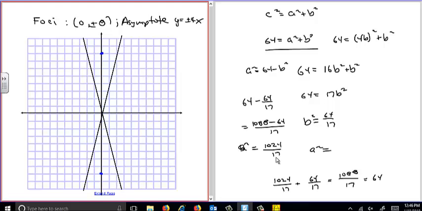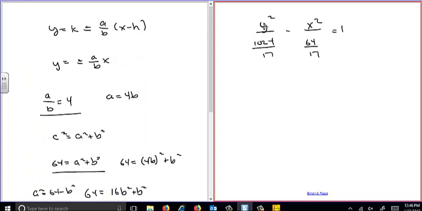Now I didn't plot a or b for this because they were just asking for the equation. But once I had b squared and a squared, and I know the center, then that's all I need to put the equation in standard form. Okay.